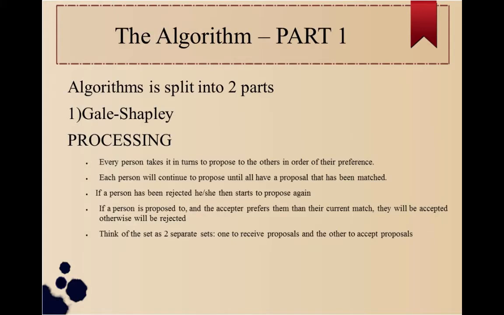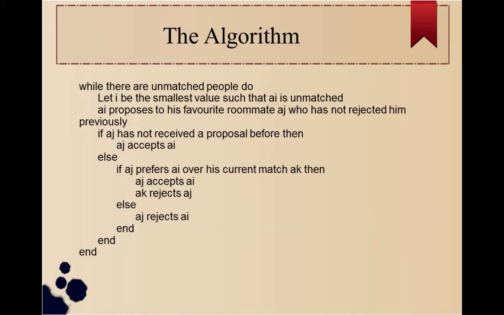Every person will take turns to propose in order of their preference. They will carry on proposing until they have a match. So if they've been rejected, they will carry on proposing. If a person's been proposed to and they haven't already got a match, they will accept that match. Or if the proposer is a higher preference than their current match, they will also accept that match and reject the other. So here is a pseudocode explanation of the first part of the algorithm. We're going to presume that you're already familiar with the idea of pseudocode, and if not, we're going to link some resources in the description box below where you can find out more information.